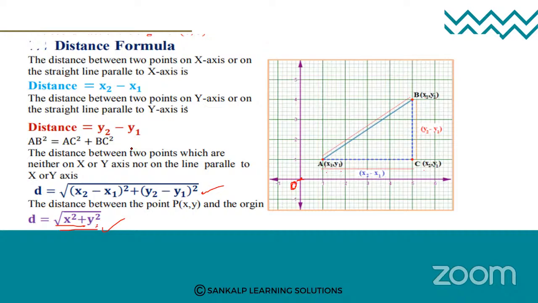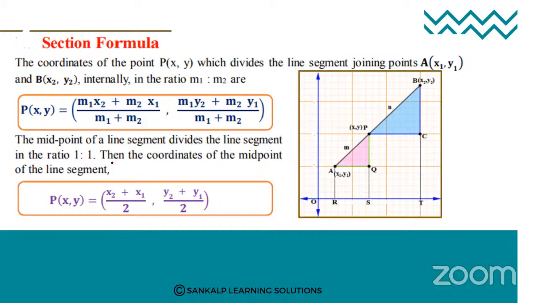Right. Then next one. Next we are going to study in this chapter is section formula. Okay. Now, section formula. What section formula says? The coordinates of the point P(x, y), which divides the line segment joining points A(x1, y1) and B(x2, y2) internally in the ratio m1 is to m2 are... Okay, here 2 points are there, A and B. These 2 points are divided in the ratio m1 is to m2.